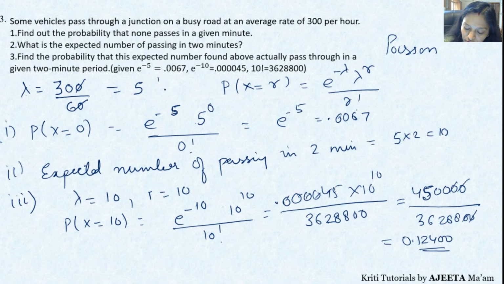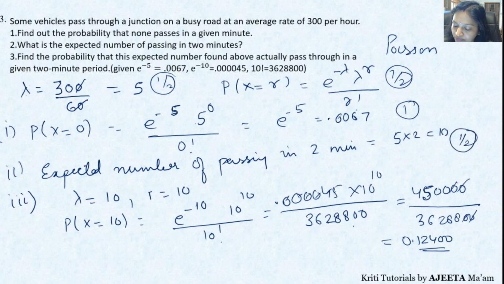So again, half mark for this you get, half mark for the formula you get, then you get 1 mark for this, then half mark for this, and then again you get half mark for this, right? So this is how it goes on. So this is what we have. They can also make it half to this and 1 to this.